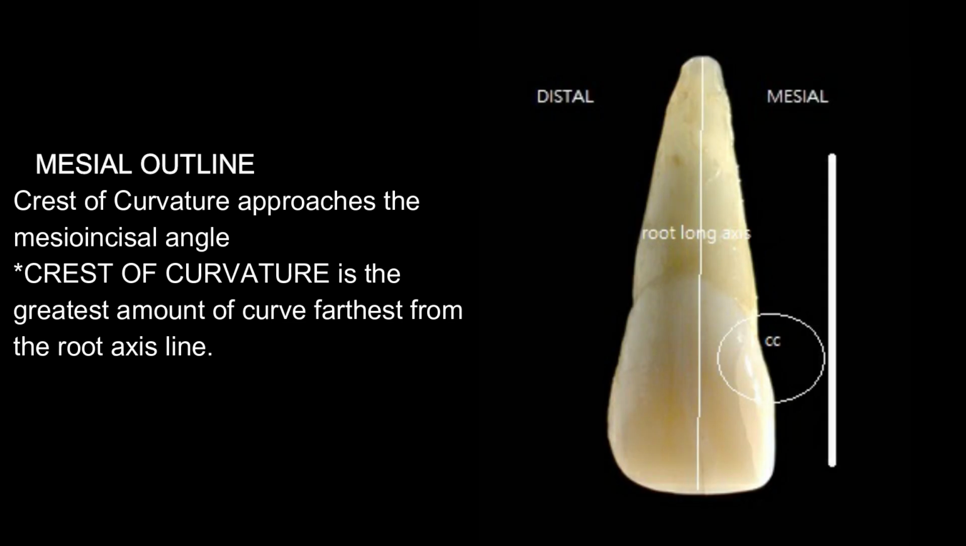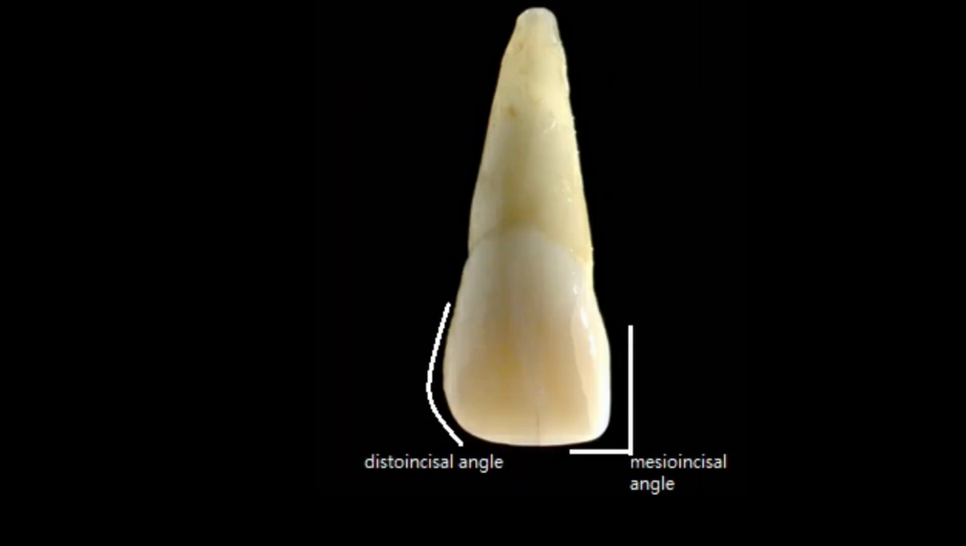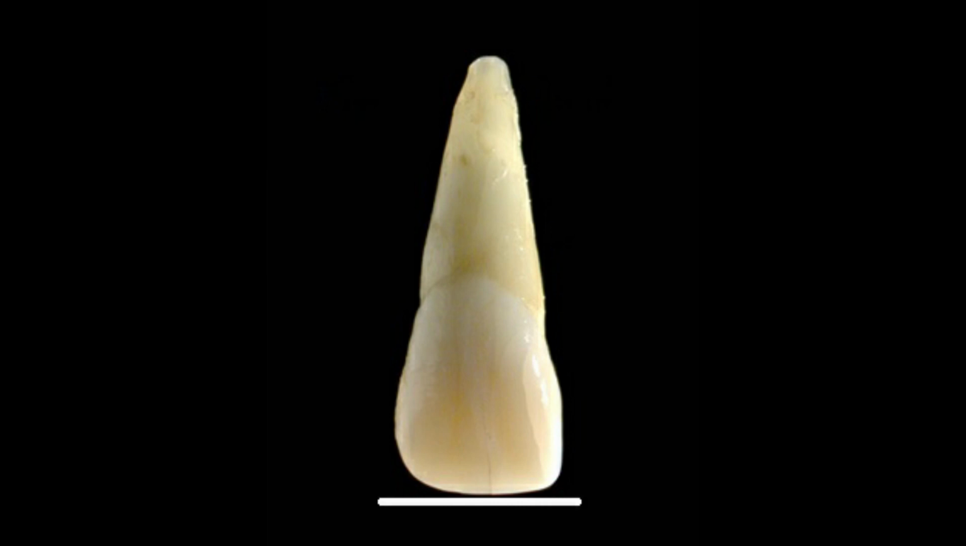For the mesial outline, the crest of curvature approaches the mesio-incisal angle. The crest of the curvature is the greatest amount of curve farthest from the root axis line. For the distal outline, the distal side is more convex than the mesial side. The disto-incisal angle is not as sharp as your mesio-incisal angle. The profile of the incisal surface of your maxillary central incisor is straight and flat after the mamelons wear off due to function.